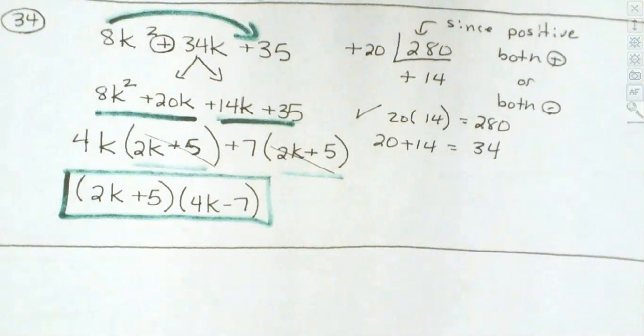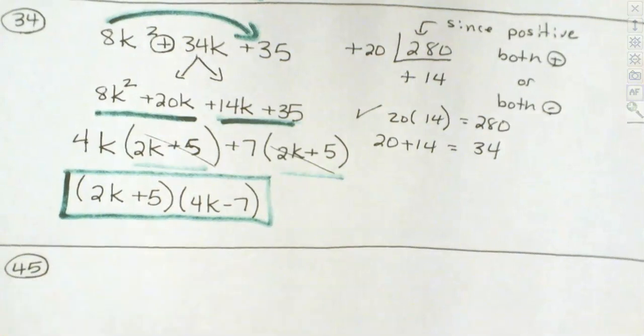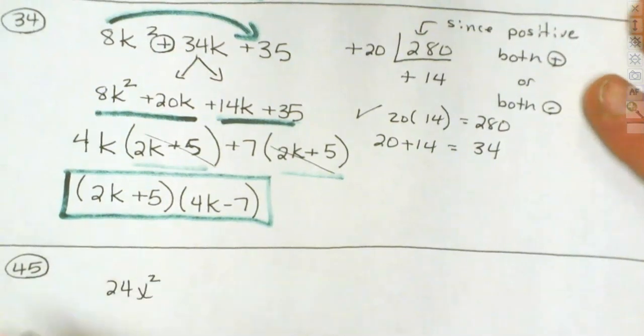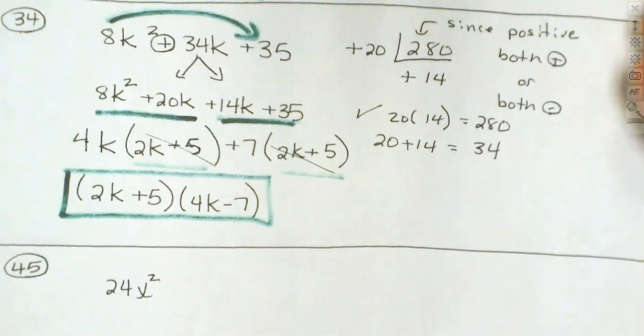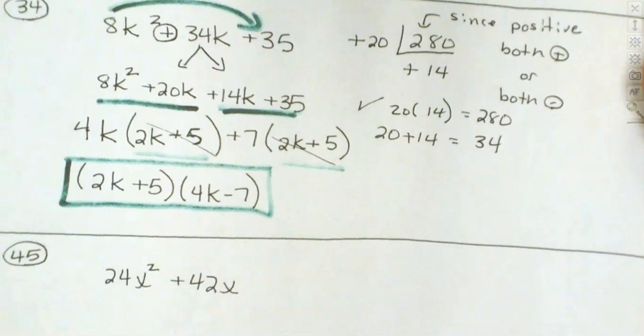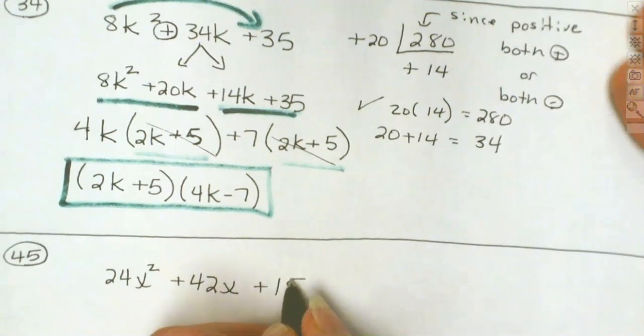Question, how about 45? 45 is going to make us factor something out at the beginning. So question 45: 24x squared plus 42x plus 15.